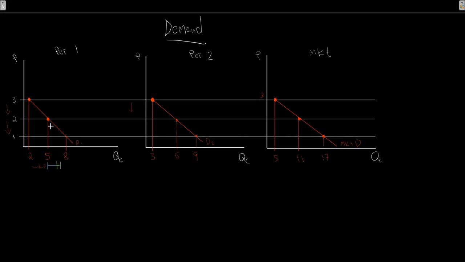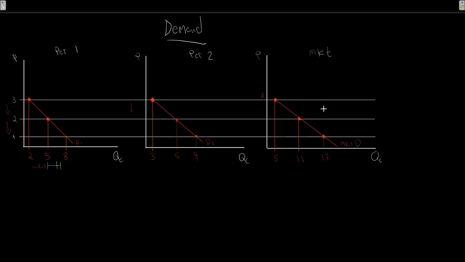By aggregating horizontally, just like we did with our supply curve for each individual firm's supply, their marginal cost, we did the same thing here. We aggregated each individual person's demand for a good in order to achieve the market demand for the good.